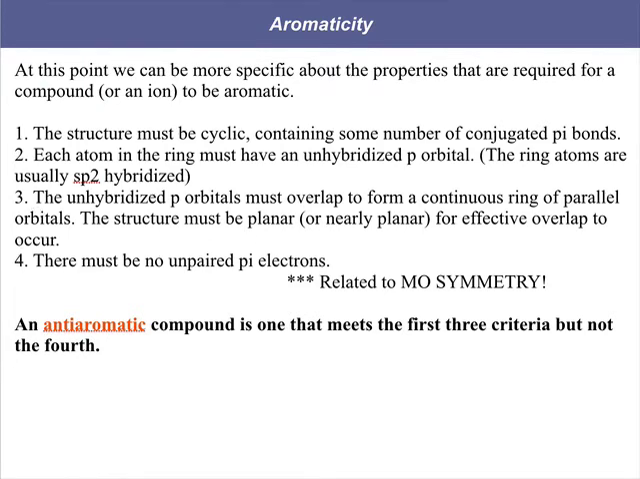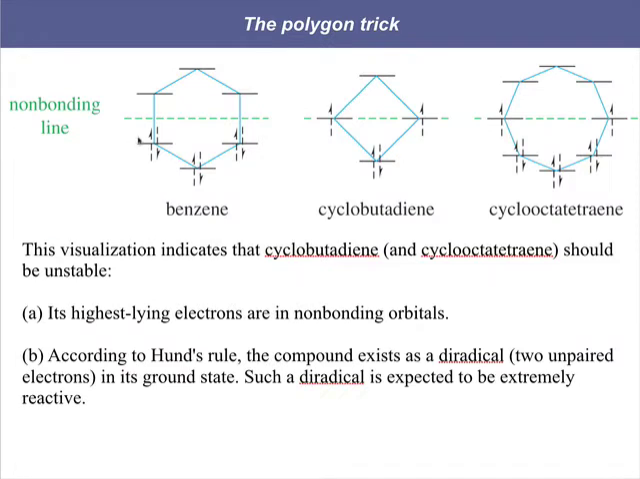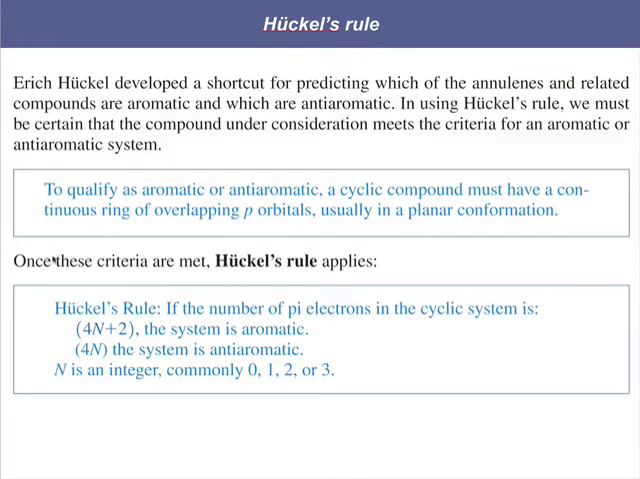Well, of course, we could always go back and look at the polygon trick, draw out a Mobius diagram, count up all the electrons in the structure, and fill them into this pi system and tell if they're all going to be paired like they are with benzene, or if we're going to end up with unpaired electrons like with cyclobutadiene or cyclooctatetraene. But there's a slightly easier way, and that is called the 4n plus 2 rule.